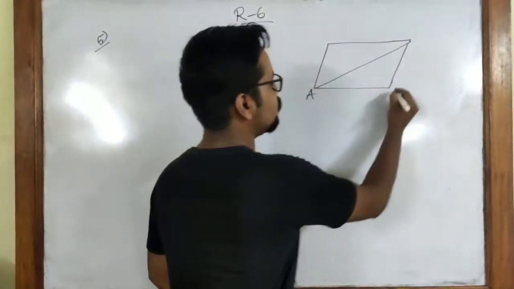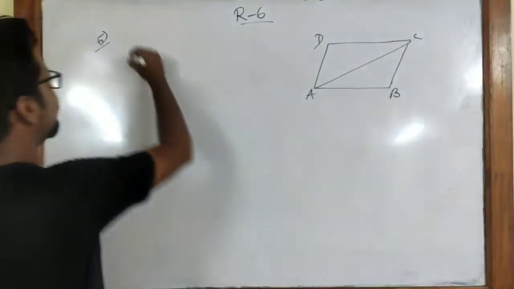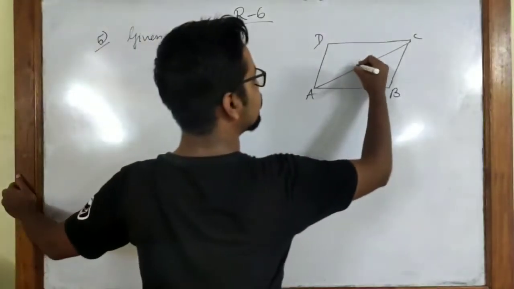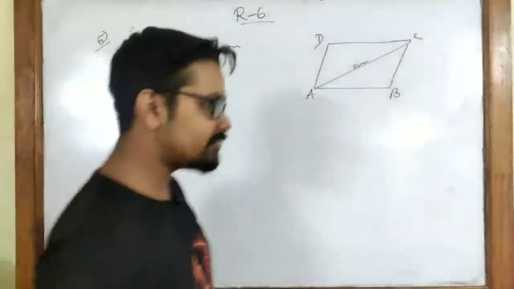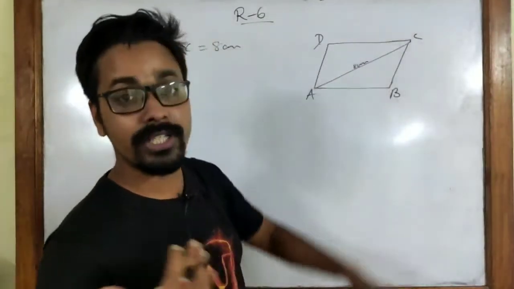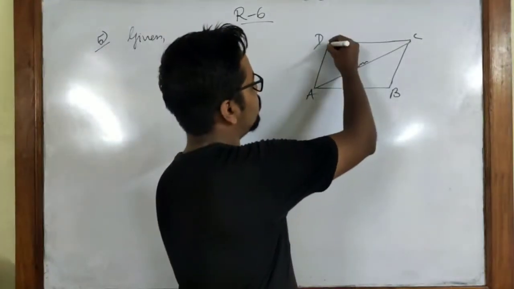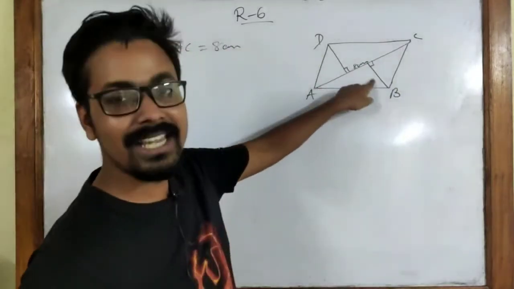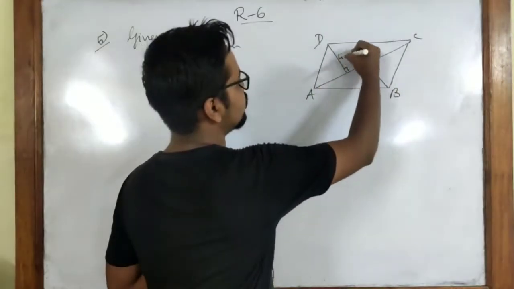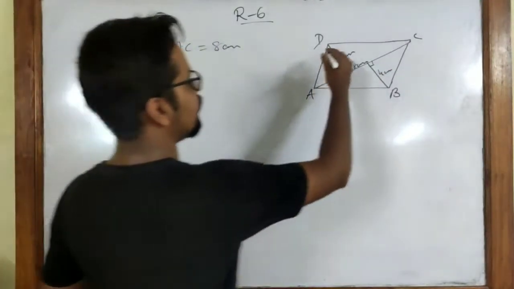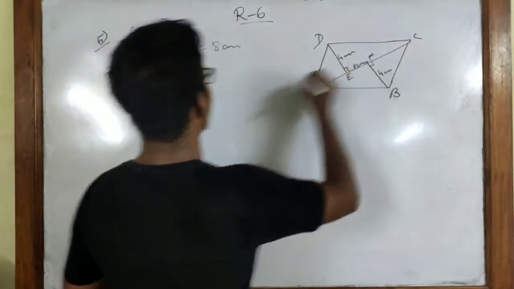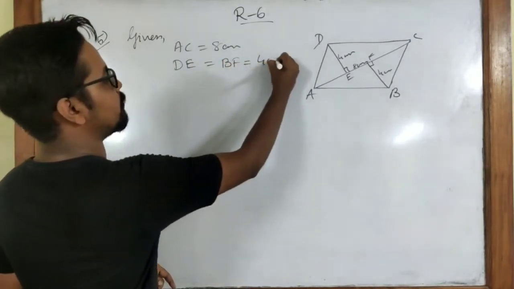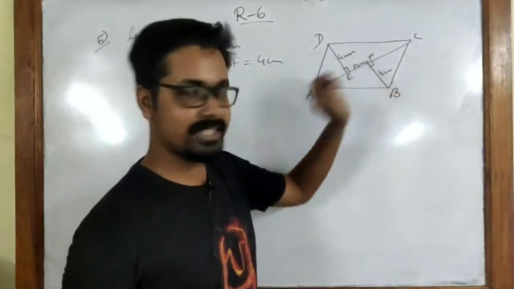So let's give it a name. Suppose A, B, C, D. So what they have given is that AC is equal to 8 centimeter. This is 8 centimeter, and they have said that if you draw the perpendiculars, meaning altitudes of these two triangles, that is the perpendicular from this to this and the perpendicular from this to this, both these have the same length of 4 centimeter. This is 4 centimeter, this is also 4 centimeter. So if I give a name, suppose E and F, it is given that DE and BF are both 4 centimeter. Okay, so we are given these lengths.